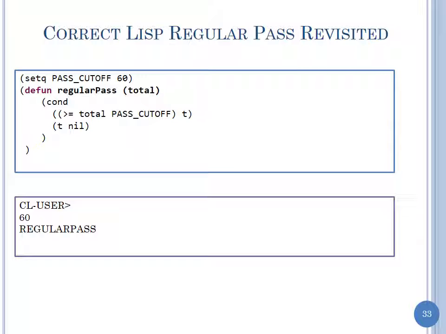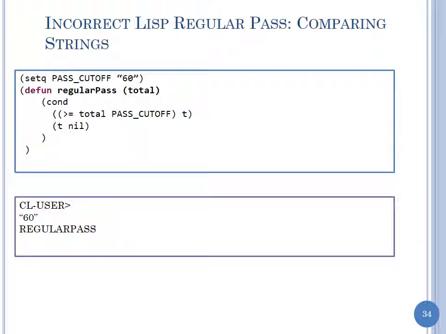Okay, so let's go back to define, which is a little bit more natural, not very natural because it's all lists. And this is what I did, and we got the answer. We defined regular pass this way, and this was the correct thing. What if I assign to pass cutoff not the number 60, but, because my mind wanders, a string 60? Do you expect any errors at this point? Do you expect any error when I say set Q pass cutoff 60 string?